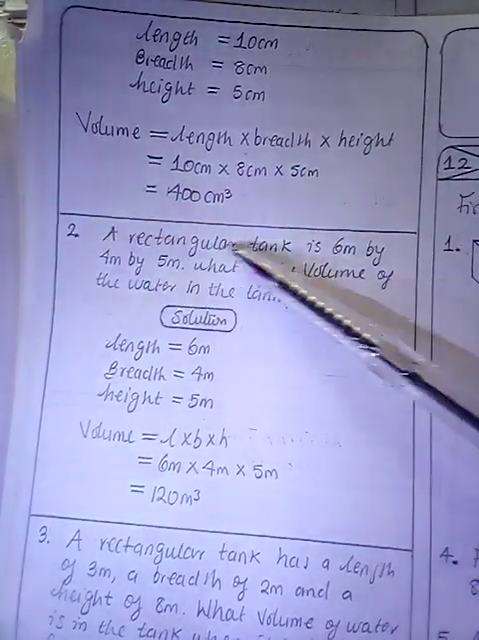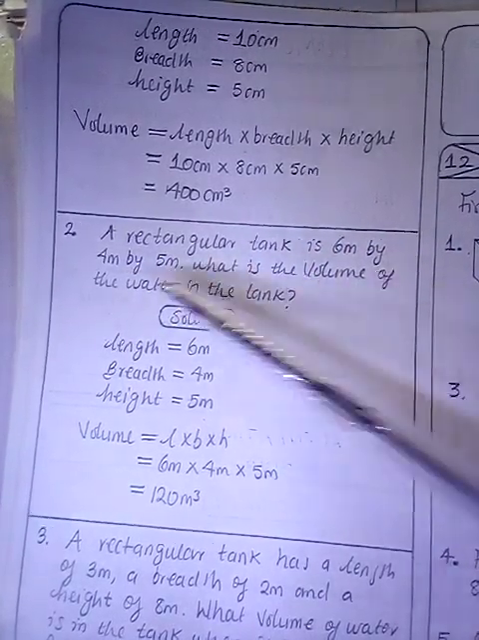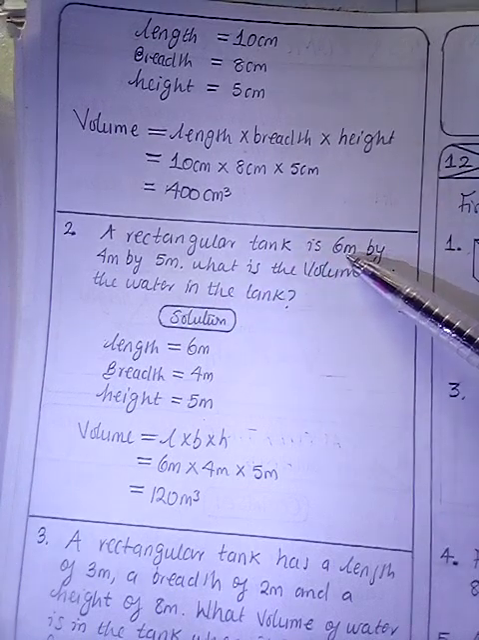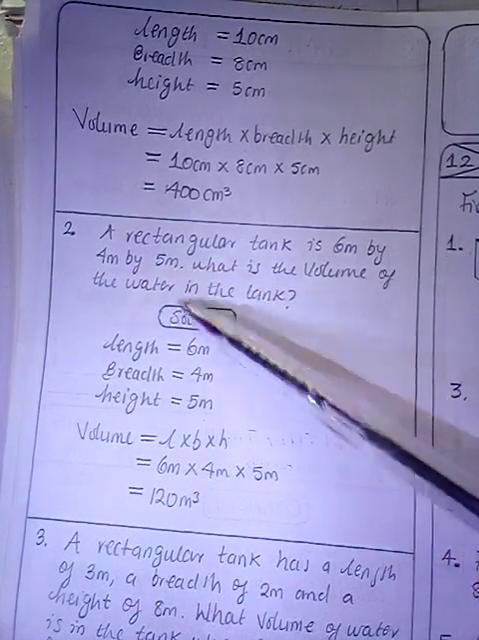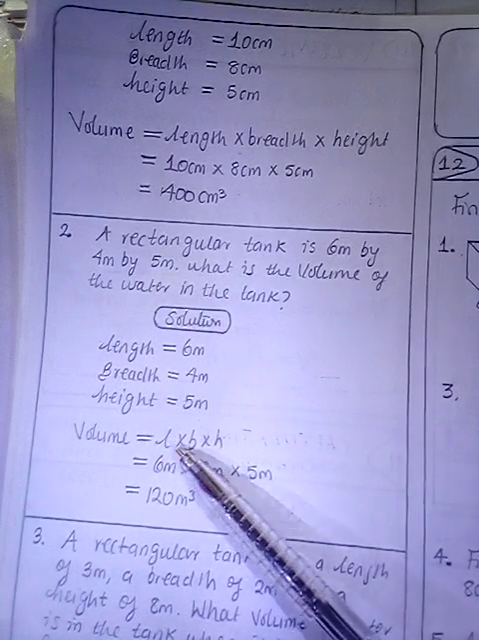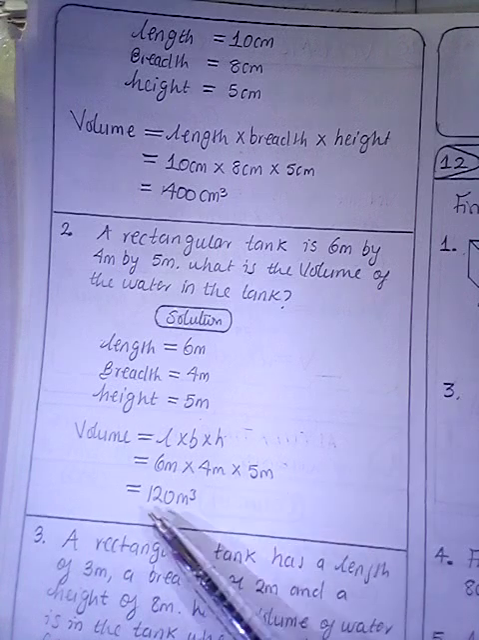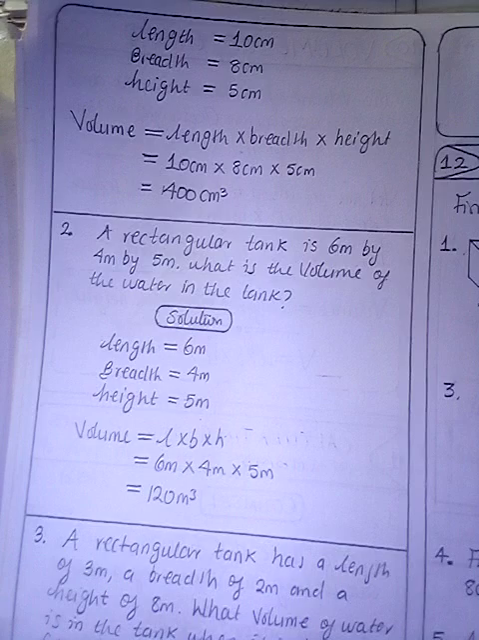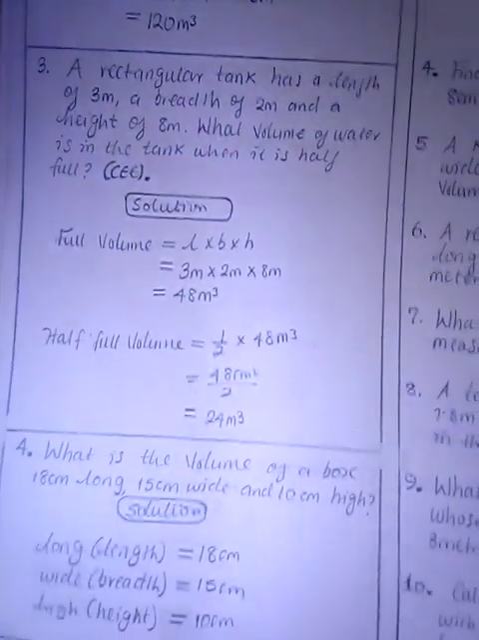Number two, the rectangular tank is 6 meter by 4 meter by 5 meter. What is the volume of the water in the tank? As I said earlier, 6 meter is the length, 4 meter is the breadth, and 5 meter is the height, as shown here. Then the volume of the cuboid is calculated as length times breadth times height, which is 6 meter times 4 meter times 5 meter, which is equal to 120 meter cube. That is the volume of that cuboid.